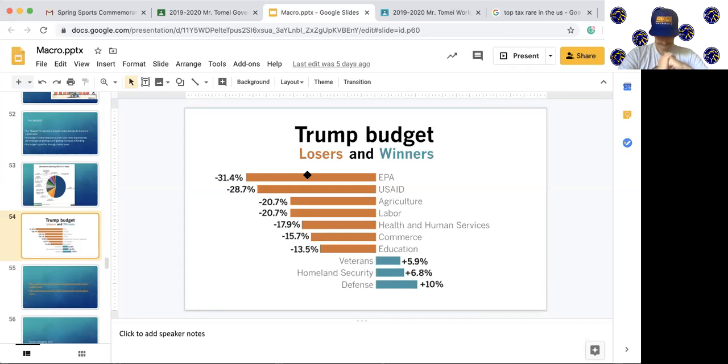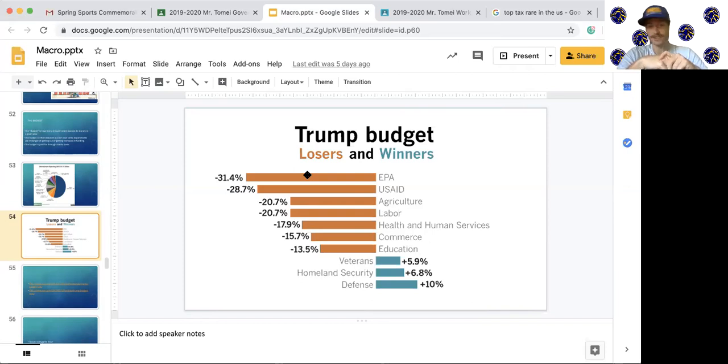Agriculture, cut 20%. Labor, cut 20%. Health and Human Services, 17% cut. We could probably use that extra 17, 18% right about now with the crisis that is going on in our country and around the world. Commerce, which deals with the regulation of business, and Trump is very into, let's not regulate anything. And then education got a 13% cut.